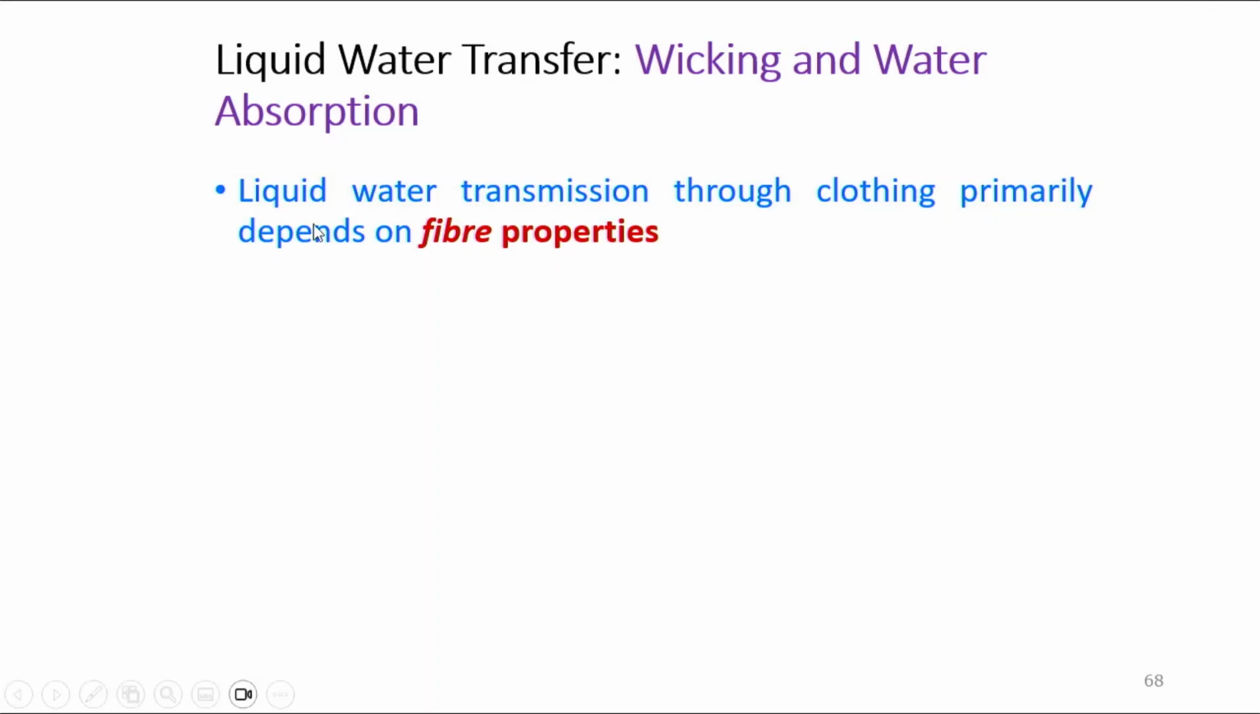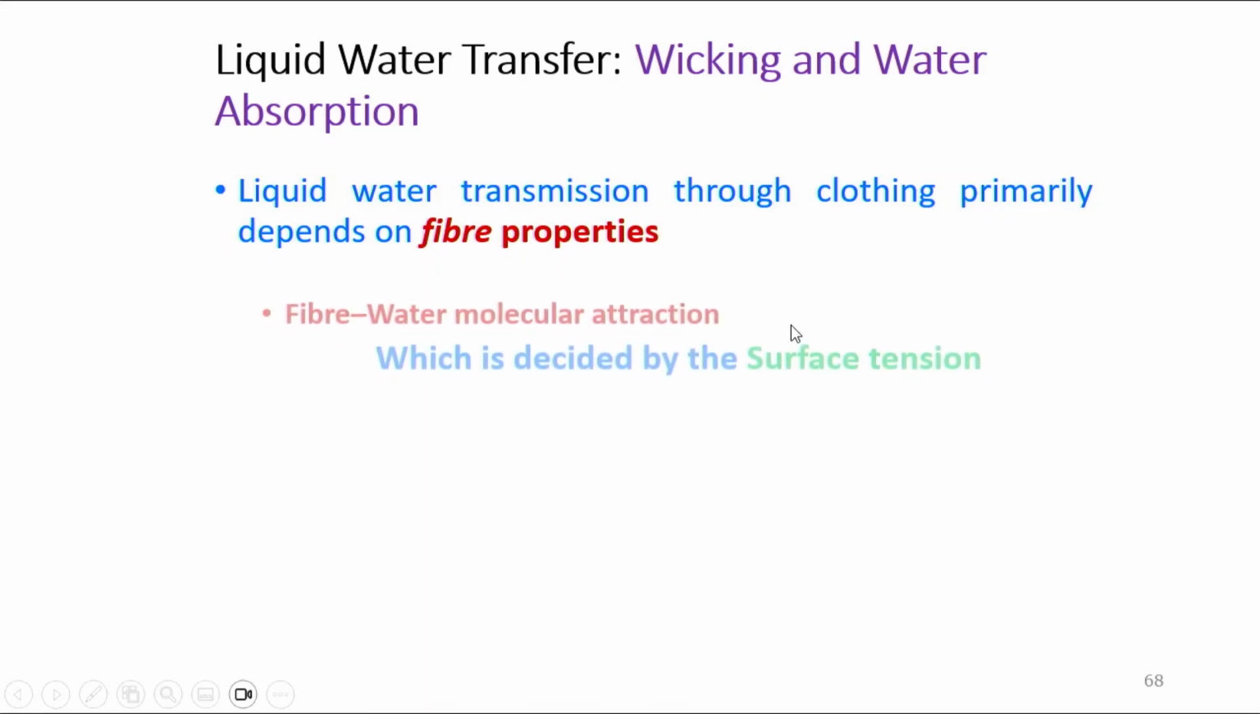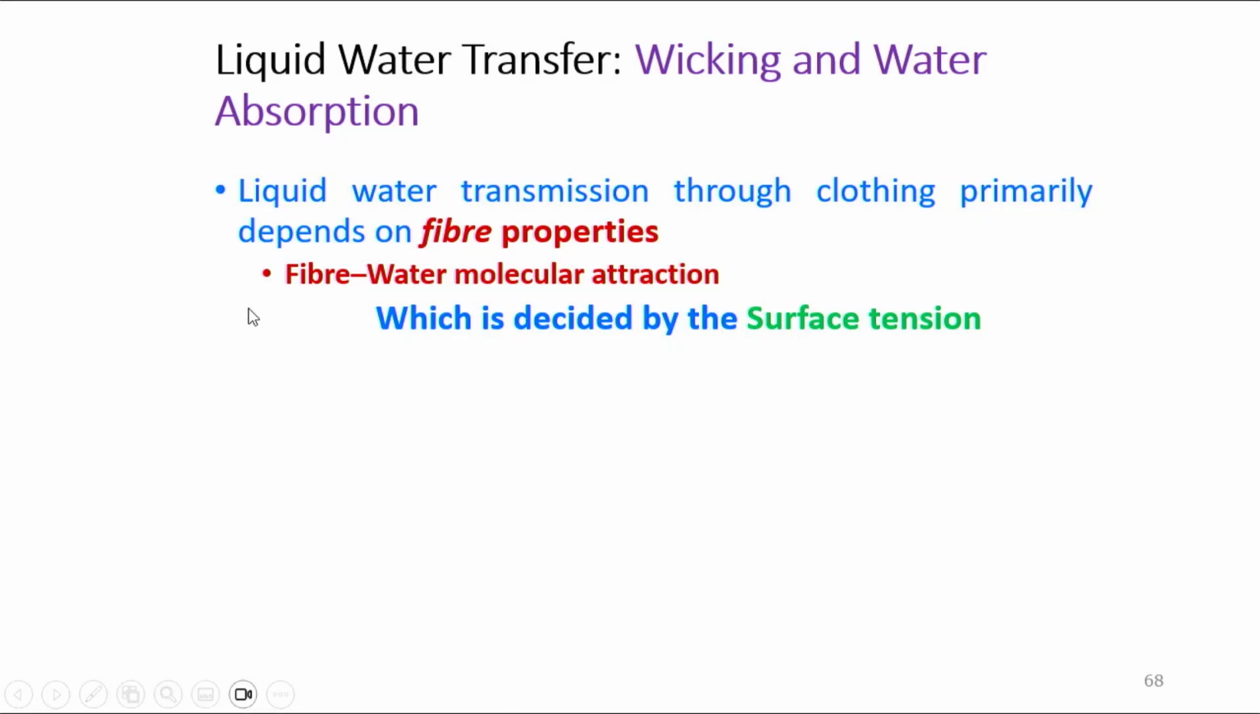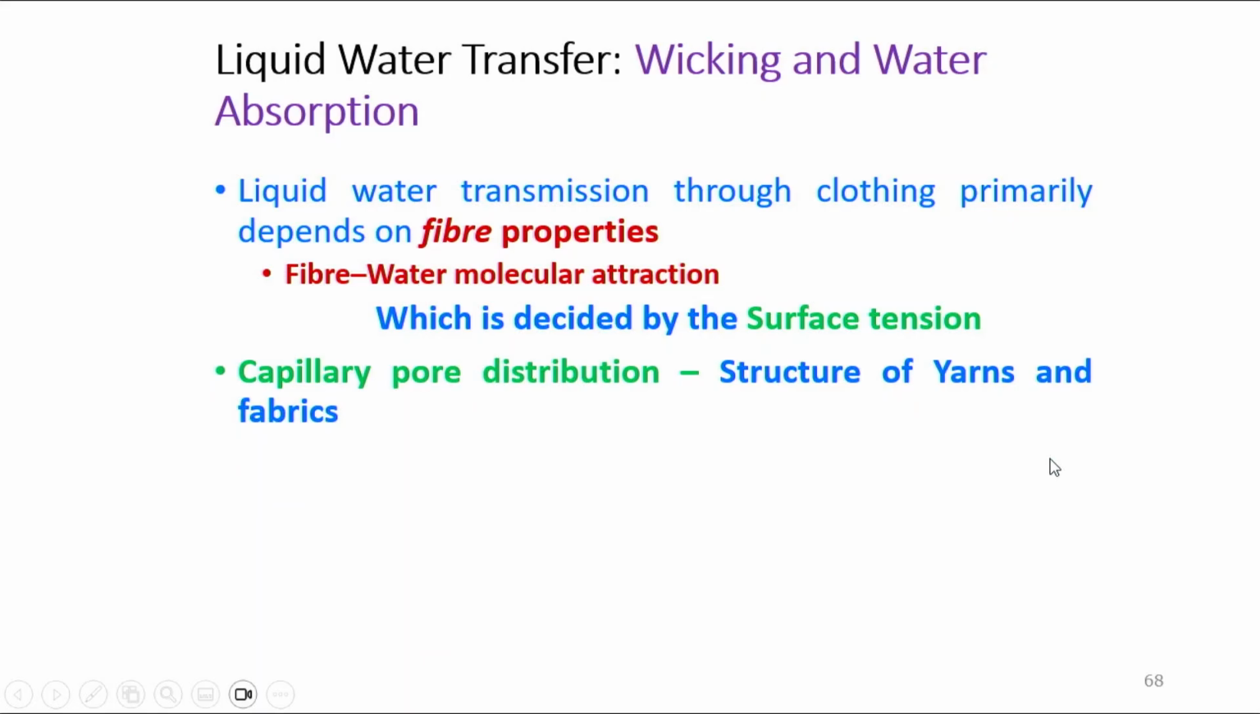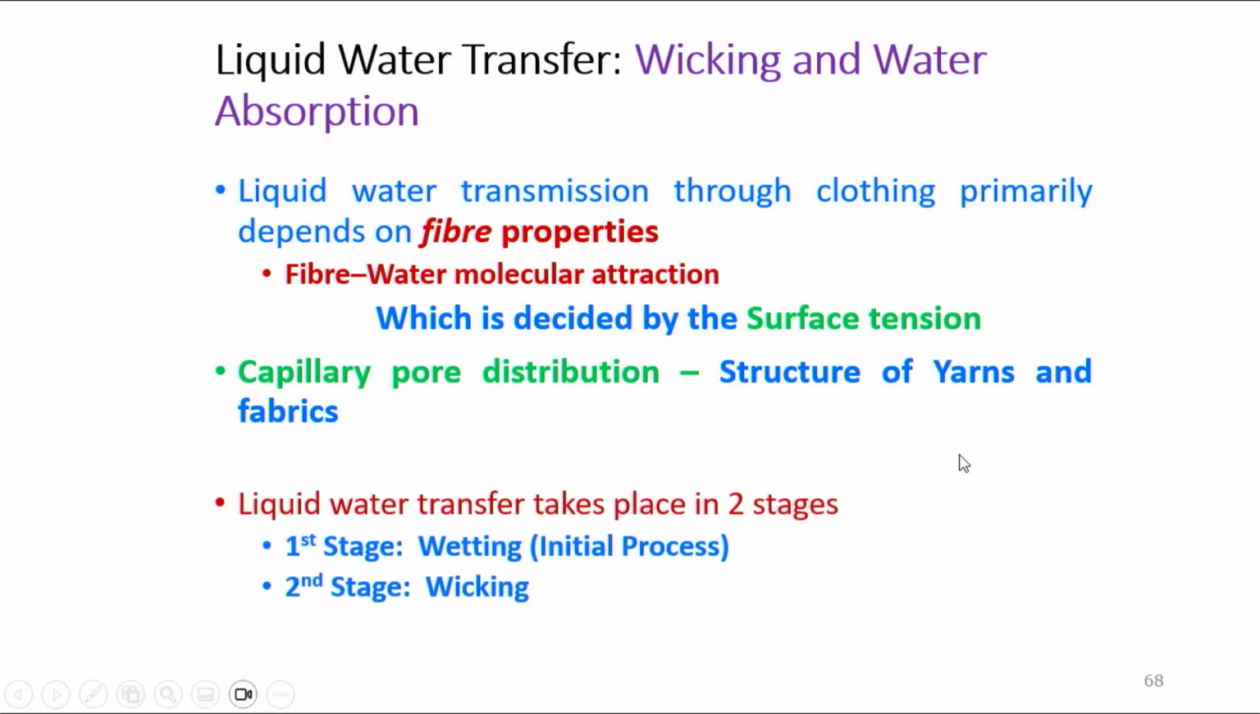Liquid water transmission through the clothing primarily depends on the fiber properties: fiber-water molecular attraction, which is described by surface tension, and capillary pore distribution. If we have a larger capillary pore, the capillary pressure will be low and the wicking rate will be low. As I have mentioned, liquid water transmission takes place in two stages. The first stage is wetting, the initial process, and the second stage is wicking.